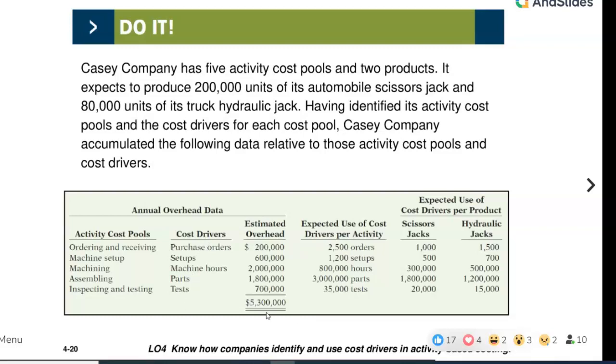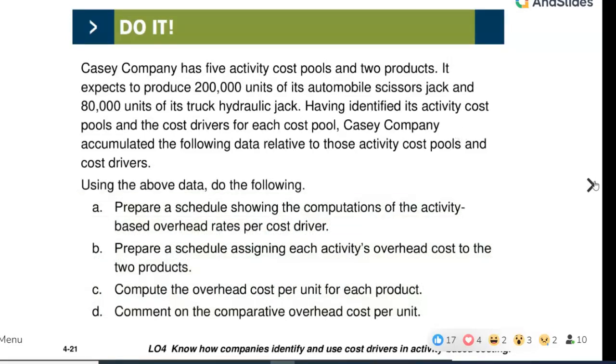Now, the total overhead was $5,300,000, and we broke it down into these 5 pools. Then we estimate the use of the cost driver in total, 2,500 orders. 1,000 will be jack, 1,500 will be hydraulic. Okay, hydraulic would be more complicated. Setups, number of hours, machining hours, is that it? 300 for the jack, 500 for the hydraulic. All right. Assemblies, so on. So now I've got all of that. Prepare a schedule and come up with it.